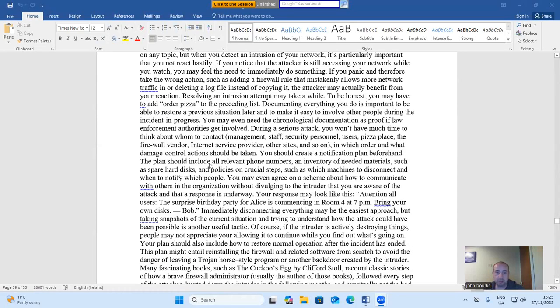The plan should include all relevant phone numbers and inventory of needed materials such as spare hard disks, and policies on crucial steps such as which machines to disconnect and when to notify which people. You may even agree on a scheme about how to communicate with others in the organization without divulging to the intruder that you are aware of the attack and that a response is underway.